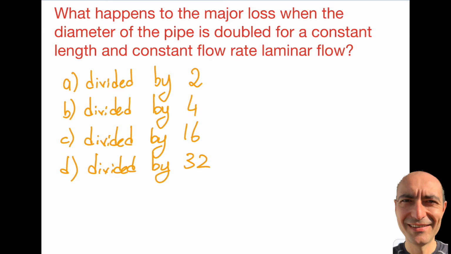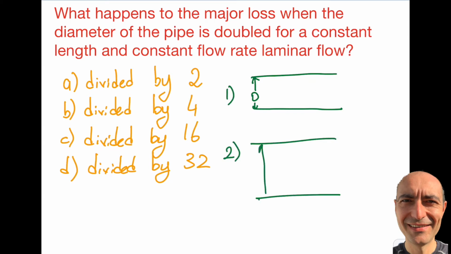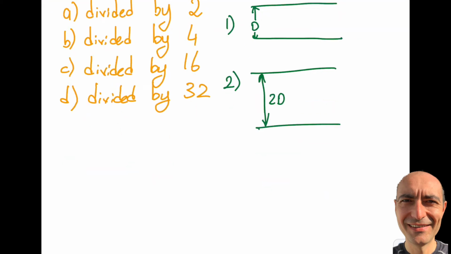flow rate, laminar flow? So basically, what I'm saying is I have a pipe over here and I'm doubling the diameter of it. So this was D in case 1, and in case 2 this is now 2D. And what will happen to the head loss? In order to do that, let's first write the definition of the head loss. Head loss will be f L over D V squared over 2g.